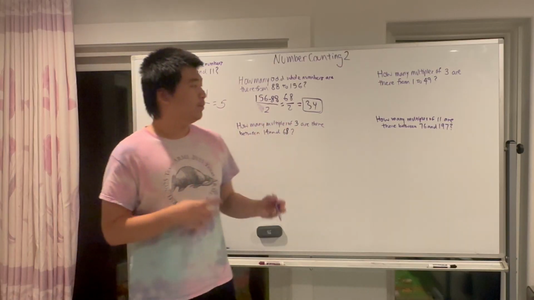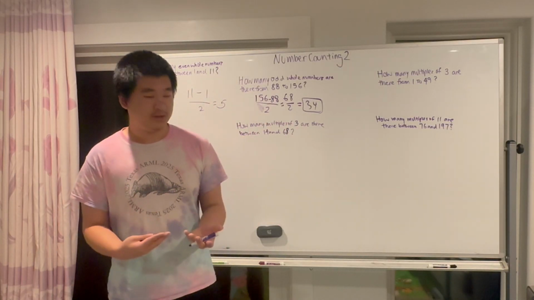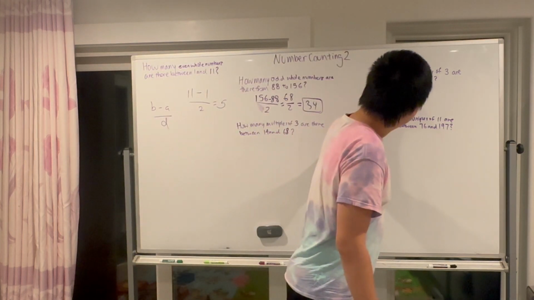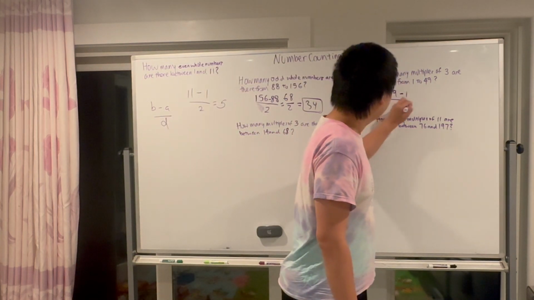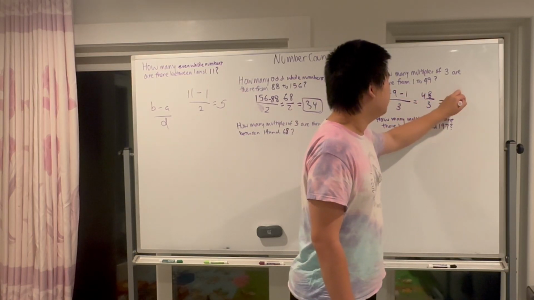Next question, how many multiples of 3 are there from 1 to 49? Once again, we're just going to plug the numbers in, and we're going to get 49 minus 1 over 3 equals 48 over 3 equals, as you know, 16.